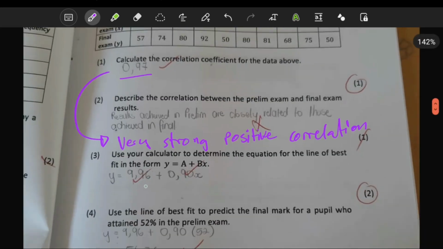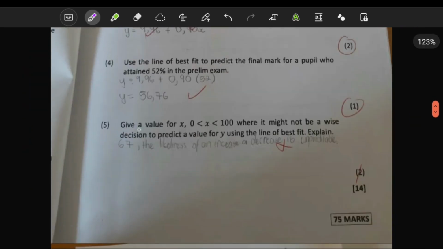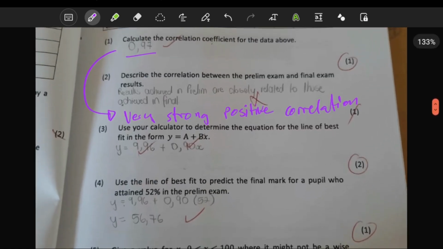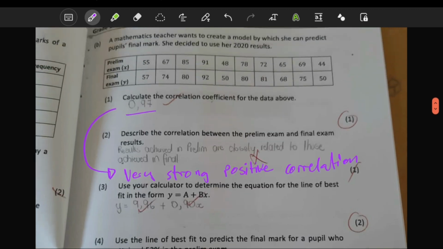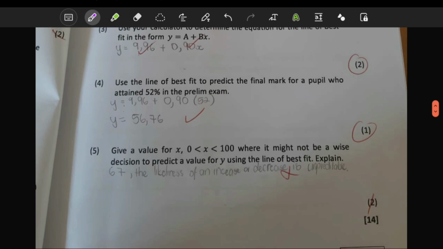Here, getting a value for A and B, we know that's all just calculator work. Here it says we should estimate and predict a mark. This is what you would do. All these, you can always just pause if you want to see how those were answered. Obviously, getting values into your calculator, you already know how to do that. If you don't, then please go and view the videos on this channel.